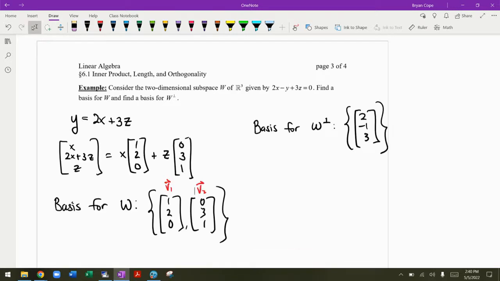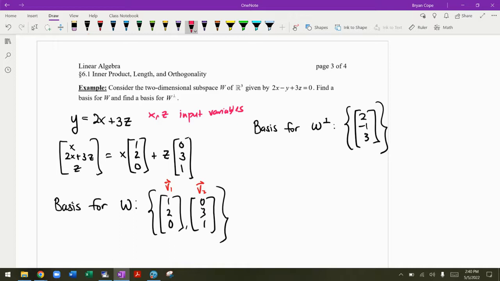By solving for y, since it was the easiest variable, and I treated x and z like the free variables. So x and z are both input variables here, and then y was the one that was constrained. You could solve for any of the variables, and you'd get two vectors that span W.